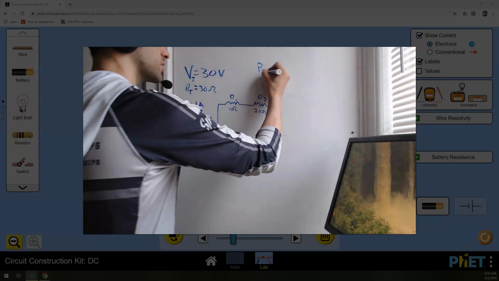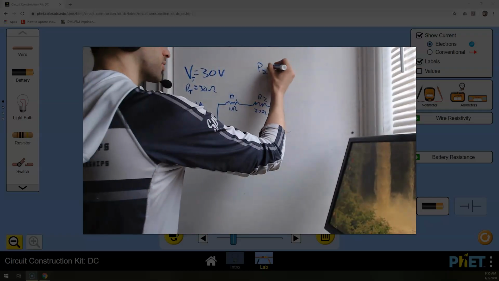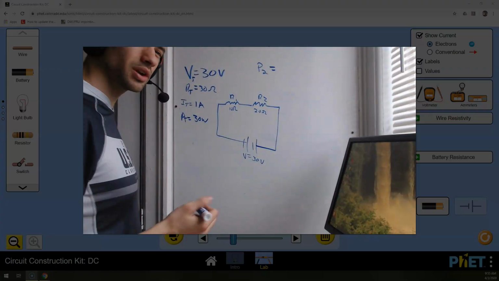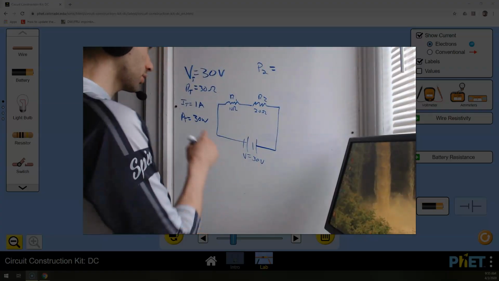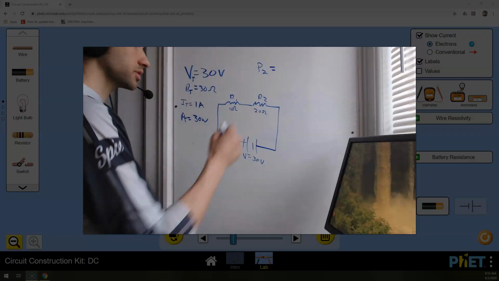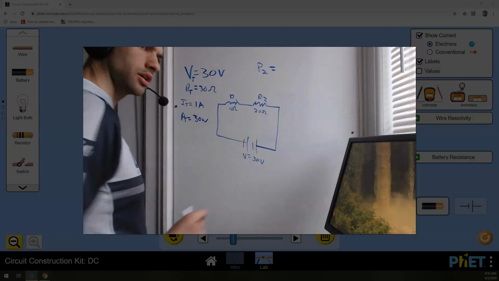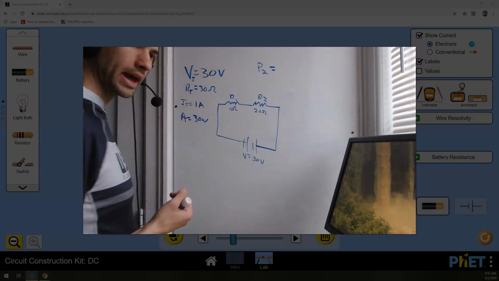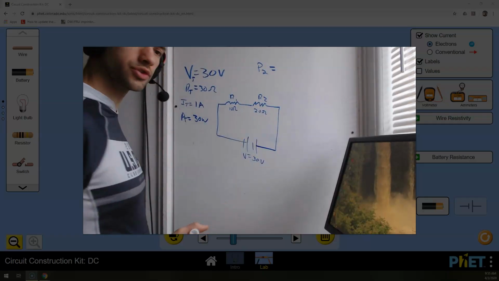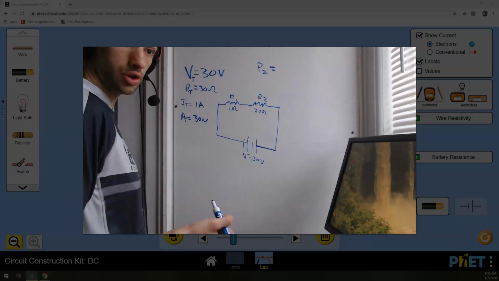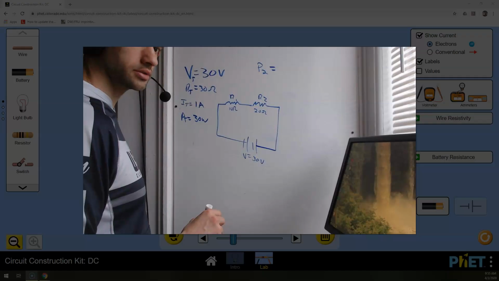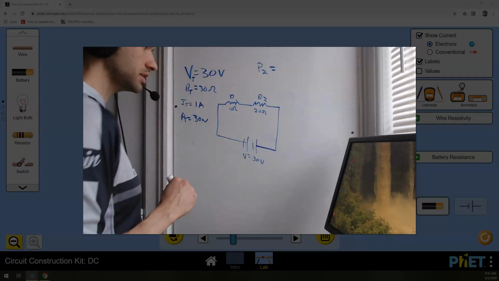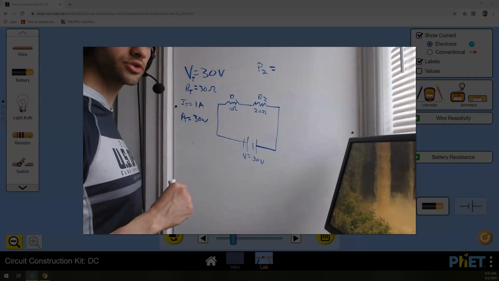Well, then I put in the information for R2. Power through 2 equals... what are the things I know about R2? I know that its current is 1 amp because it's a series circuit. And I know its resistance. I don't know its voltage right now. I did not measure the voltage drop on R2. Could I measure the voltage drop? Absolutely. Could I calculate the voltage drop, I mean? Yeah, I could calculate the voltage drop.